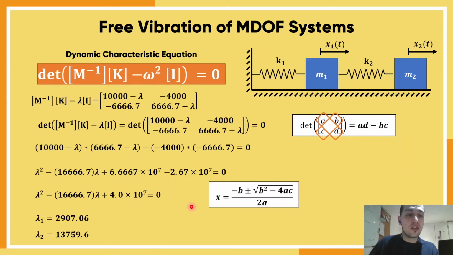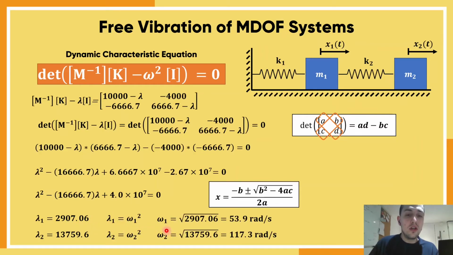So if you solve the quadratic equation, you get two solutions. One is around 2,900, and then the other one around 13,760. So if these lambdas are equal to omega squared, we can resubstitute, and then we can use the square root to find omega 1 and omega 2. In this case, they will be 53.9 radians per second and 117.3 radians per second.